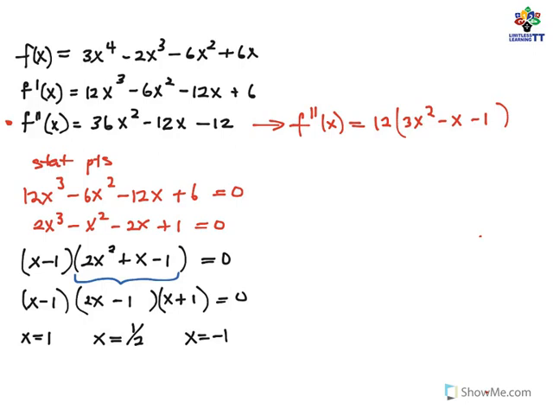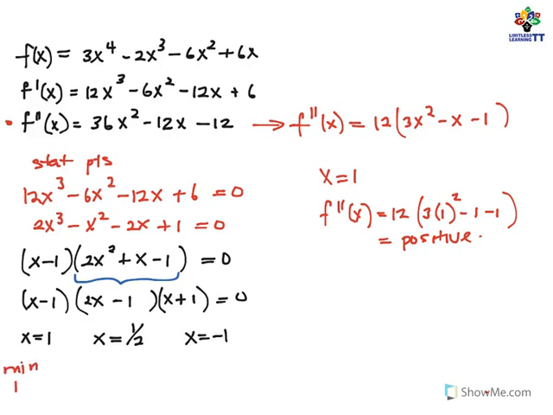Right? So the first one is when x is equal to 1, f double prime of x will be equal to 12 times 3 times 1 squared minus 1 minus 1, right? 1 squared is going to be 1. 3 times 1 is 3. 3 minus 1 is 2. 2 minus 1 is 1. 12 times a positive number is positive. If it's positive, it means that x equals 1 is going to be a minimum point. So I put that right under minimum point.